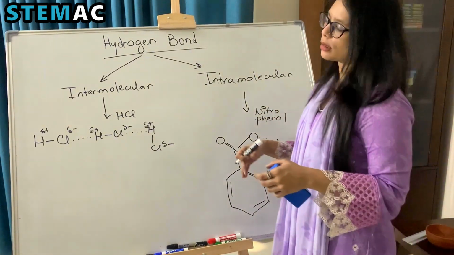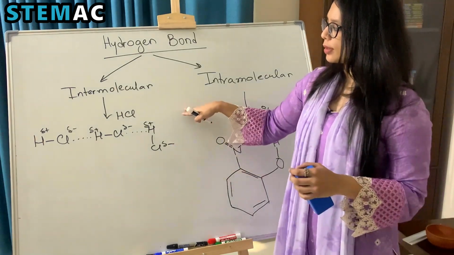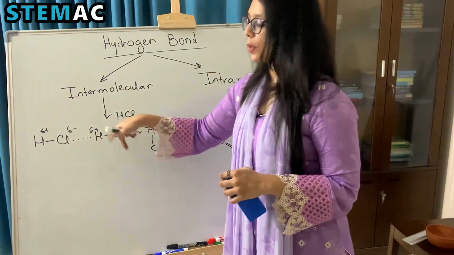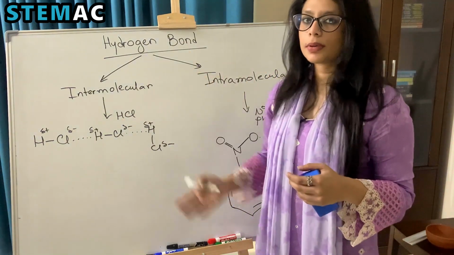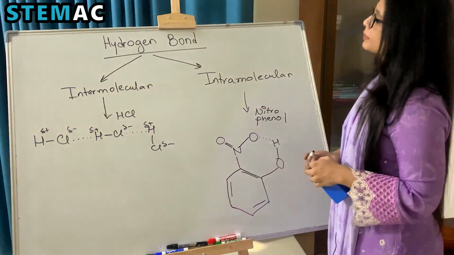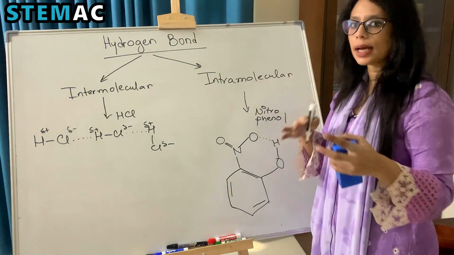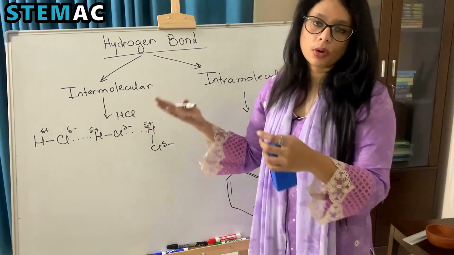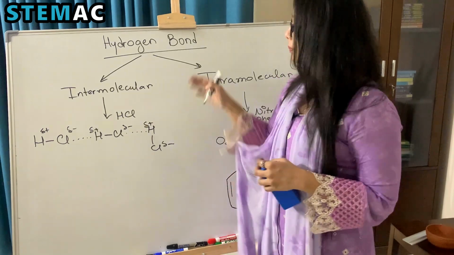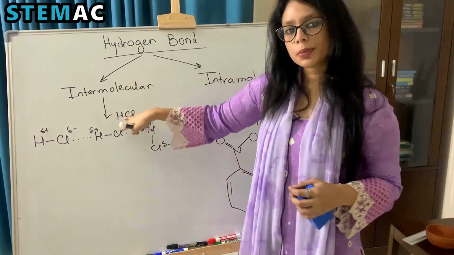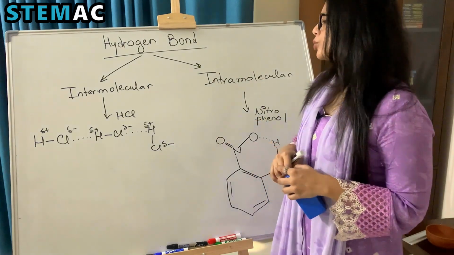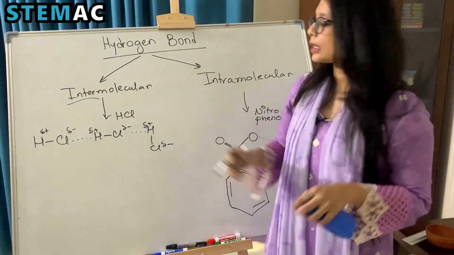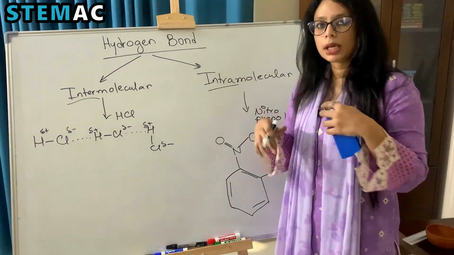Types of hydrogen bonds. A little while ago I showed you that in water the hydrogen bond is present not within the water molecule itself, but with a neighboring water molecule. Depending on whether the hydrogen bonds are formed within the molecule or with a neighboring or separate molecule, hydrogen bonds are classified into intermolecular and intramolecular. From the word inter, we know it means two different entities, and intra means within the same entity.